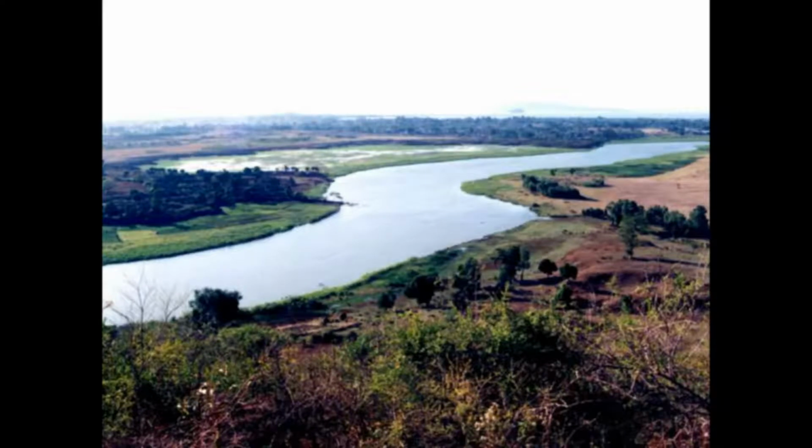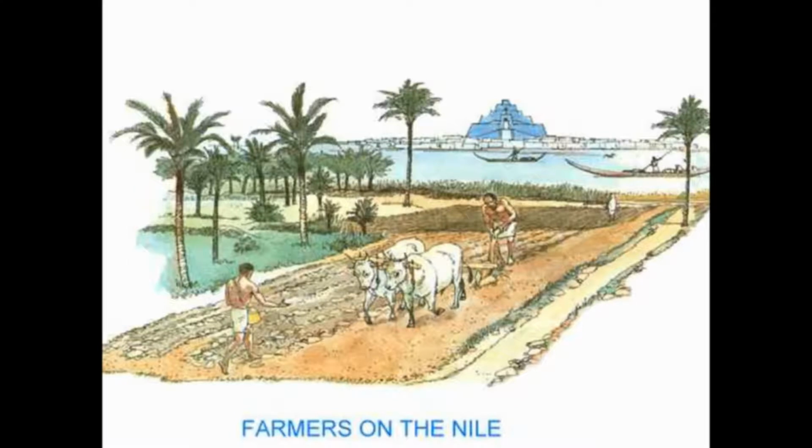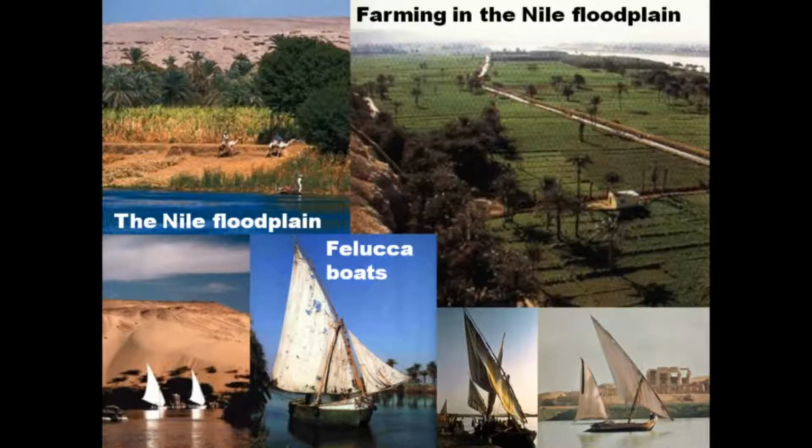Aswan is the first city in the south which the Nile goes across. As we see here, this is how farmers were planting and irrigating using Nile water. So Egypt in the first place is an agricultural country. The Egyptian economy depends primarily on agriculture, as we see here.